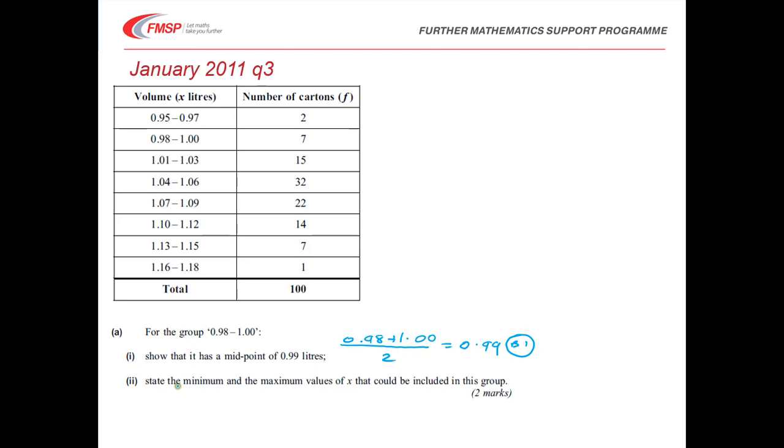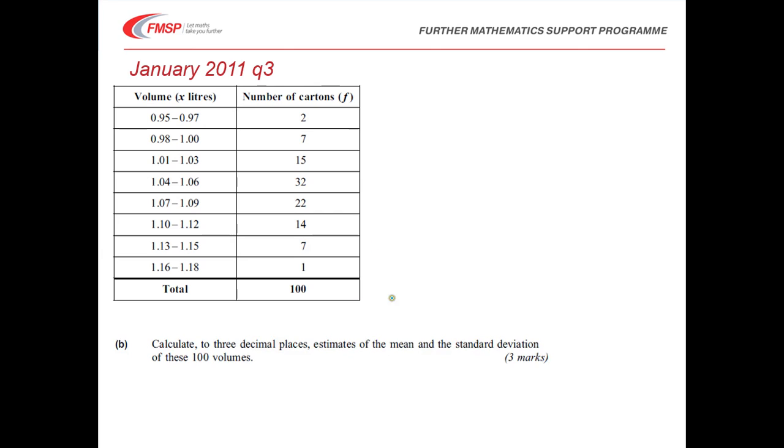It then says, state the minimum and maximum values that could be included in the group. Well, what we're doing there is we're actually looking at the boundaries of the group. So 0.98 could be anything from 0.975 upwards. Likewise, if it's going to 1, it could be as high as 1.005. So those would be the bounds for that number. And again, what you're going to get is a B mark for doing that.